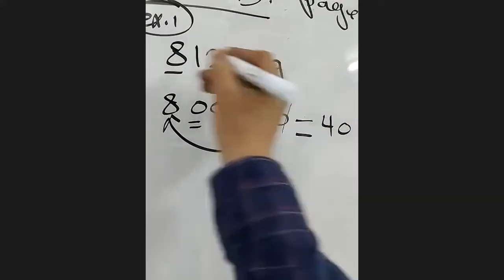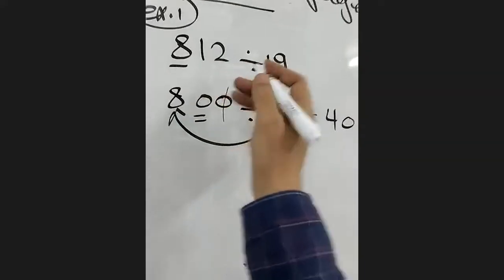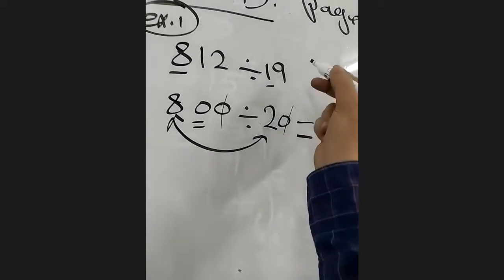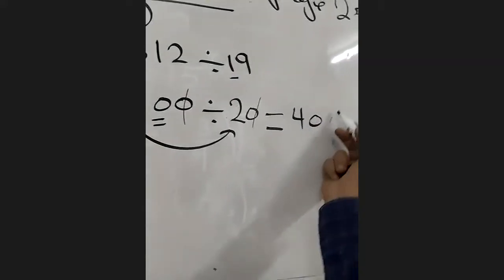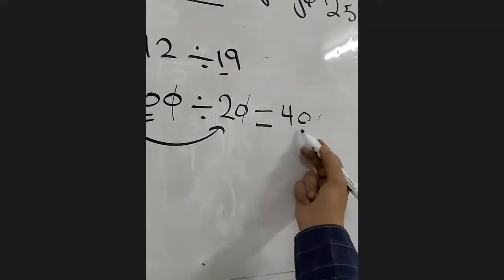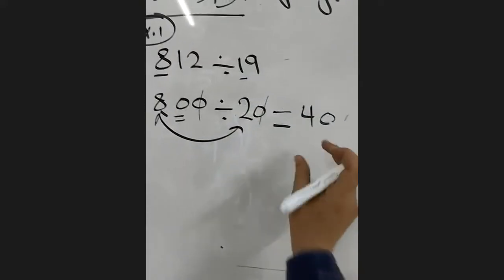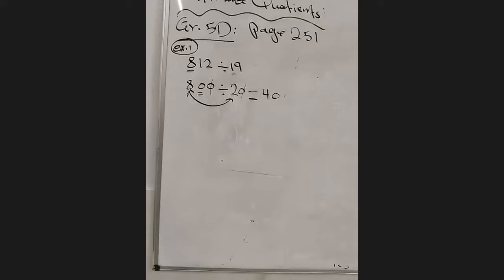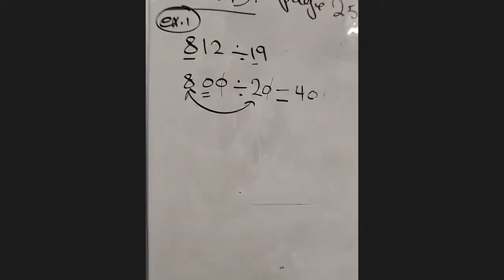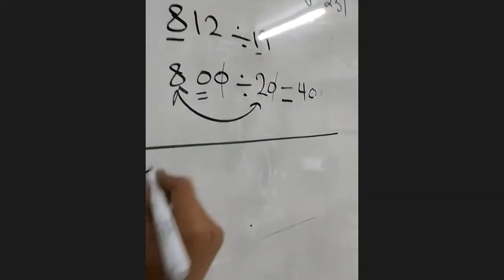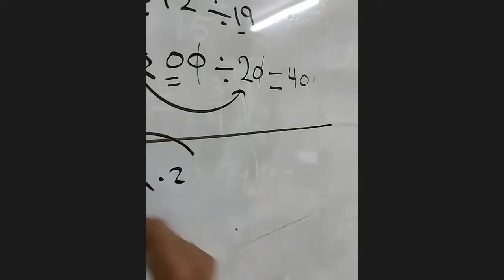It means if you do the actual division here, the actual answer, the real answer, will be close to 40. It will be 39, 41, a number close to 40, whatever it is. This is example one, guys. Example two, we have another example. Example two, for example, here we have 234 divided by 41.